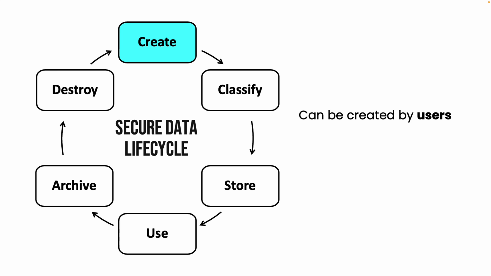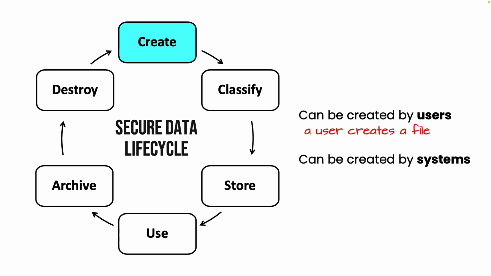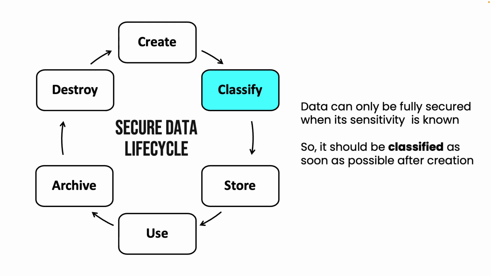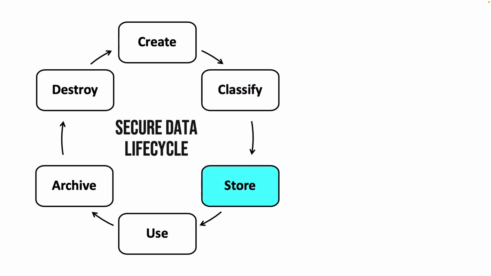So data can be created by users, like a user creating a file or a system generating a log file. We're going to classify that data because data can only be fully secured when its sensitivity is known. So it should be classified as soon as possible after creation, bearing in mind that throughout its life, the sensitivity of a document, for example, may change because the data within that document may be updated. And so data that changes within a document may trigger a change in its classification. That can certainly be reclassified manually. Many organizations will use software that will identify the need for those changes automatically.